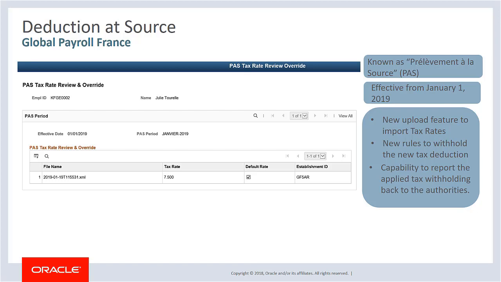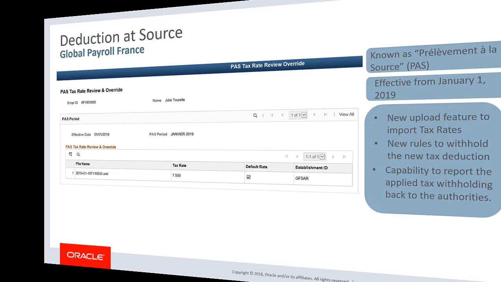New rules are created to withhold the new tax deduction when the income is paid to the employee. The withholding tax will be effective from January 1, 2019. This completes our discussion of the Deduction at Source for France enhancement.